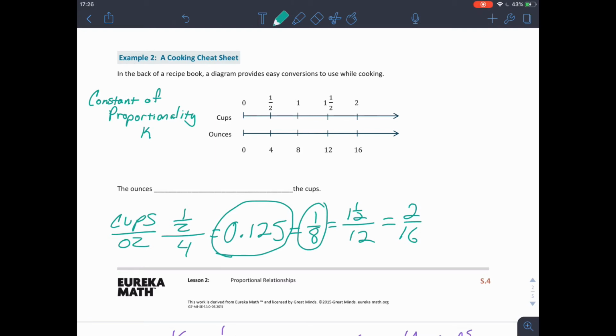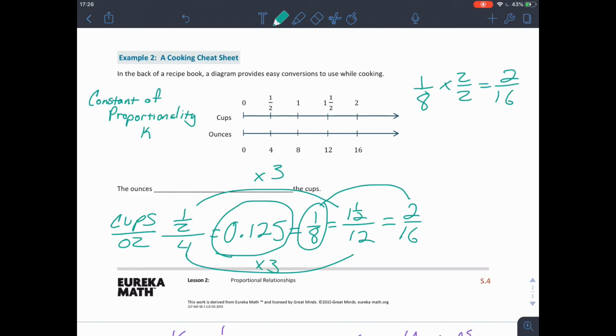That's easy to do with, say, 1/8 and 2 over 16. I know that 1 over 8, if I multiply my numerator and denominator by 2, gets me 2 over 16. It's a little harder to see with, say, a half over 4 or 1.5 over 12, but I can do 1/2 times 3 to get 1.5, and 4 times 3 to get 12. And I could also take my 1/2 times 2 to get 1, and my 4 times 2 to get 8. So all of these fractions, all these ratios, are connected to others that are equal to them.